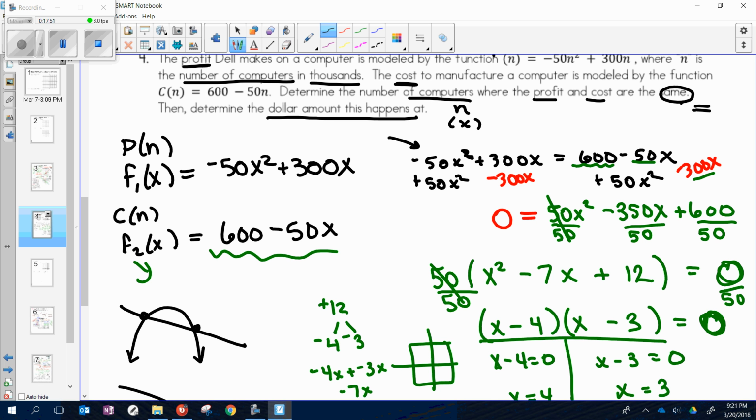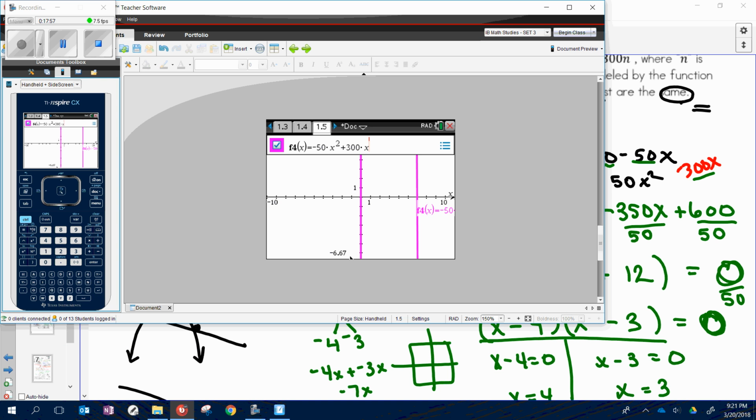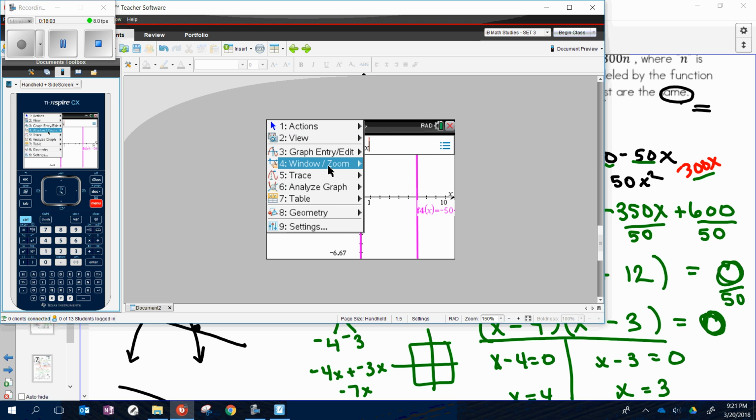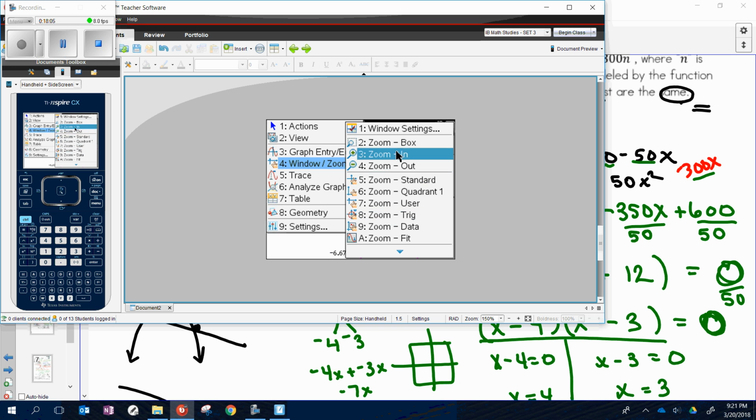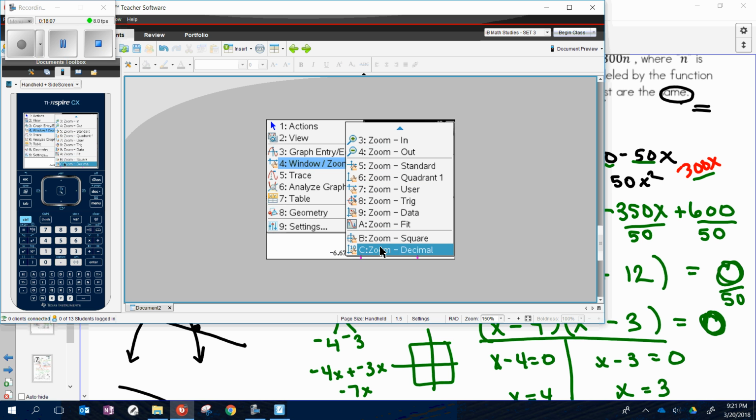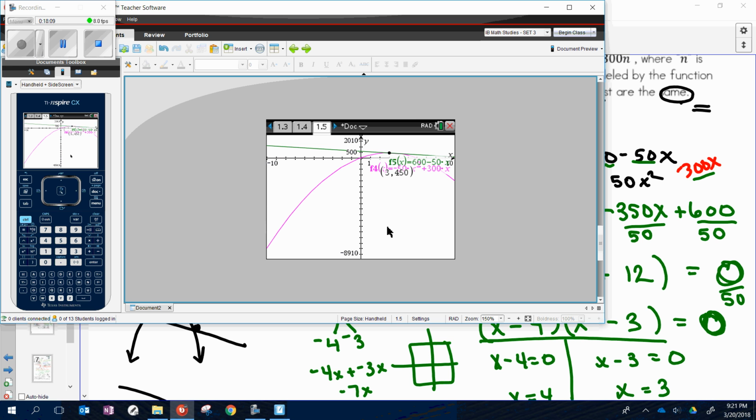Try that one graphically when you get to class and see if you can get a picture, because mine turned out looking like this, and I would want to do a menu, zoom, fit, maybe a zoom fit. Let's see. Ooh, and then I can see where they intersect. To me, it only looks like I found one intersection point, but there might be another one in there. You should play around with that.